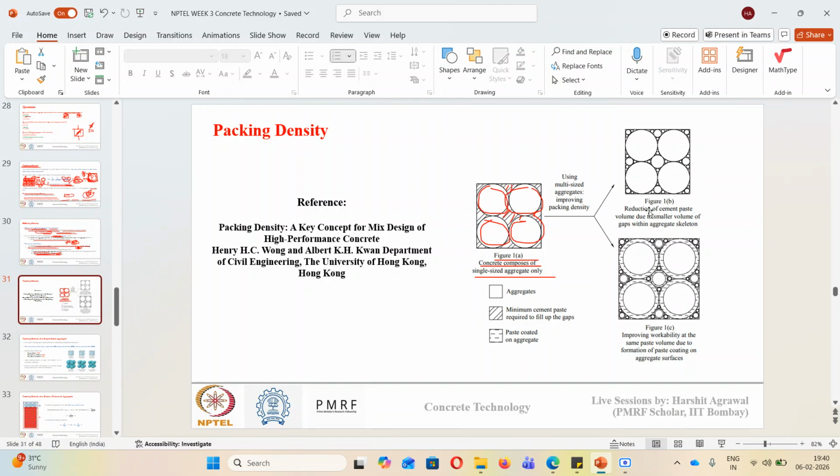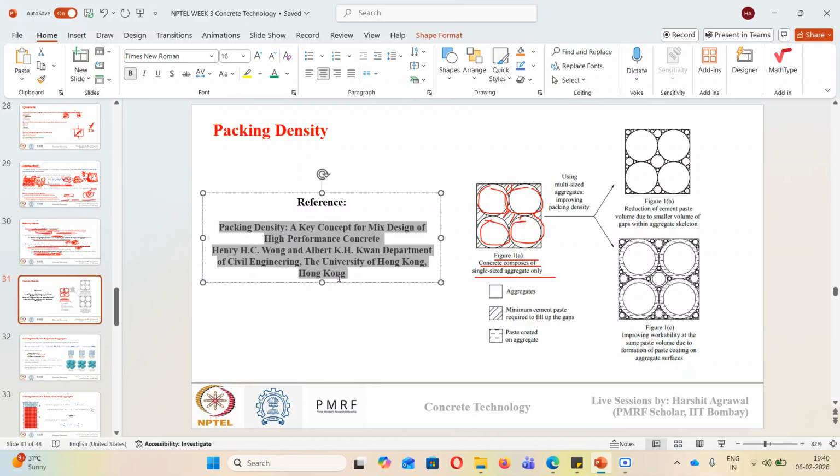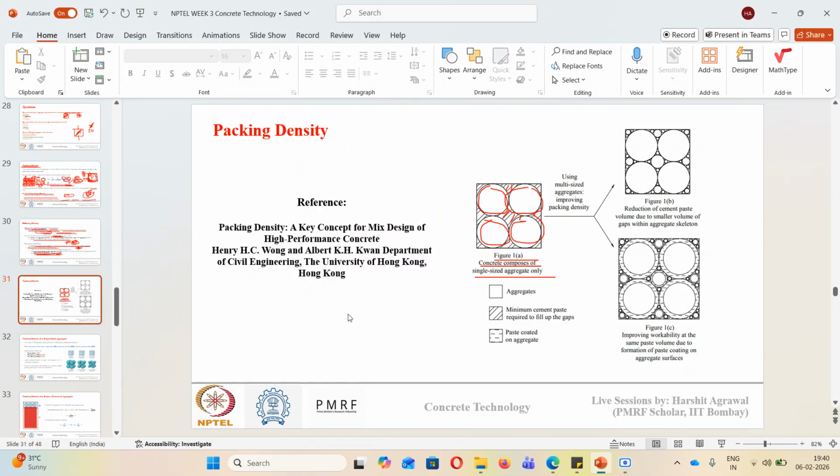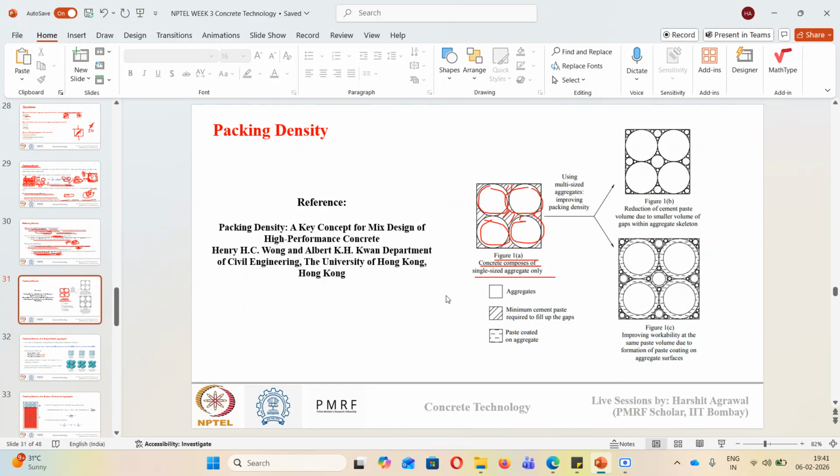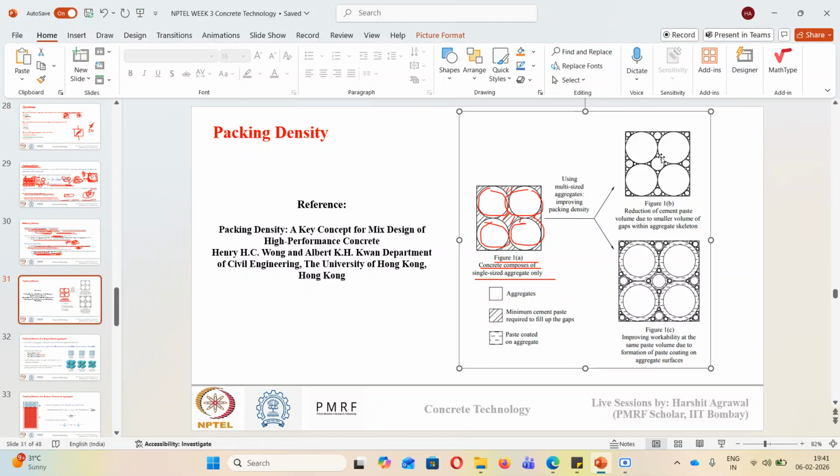This entire image was taken from the reference that I have mentioned here. It is a very nice small 10-12 page article on packing density and high performance concrete. If anyone wants to go deep into this concept of packing density, you can refer to this literature. Just read this paper once. You will understand this image and how they came up with this idea.